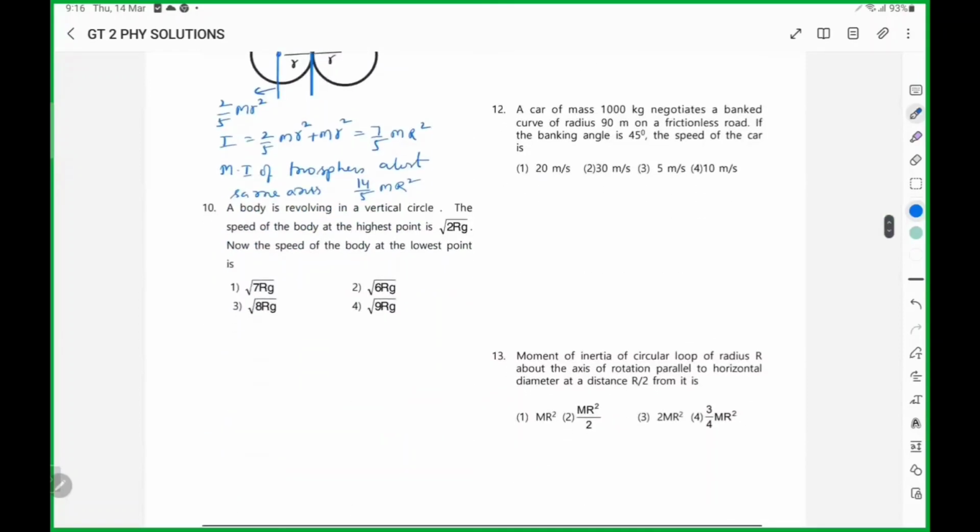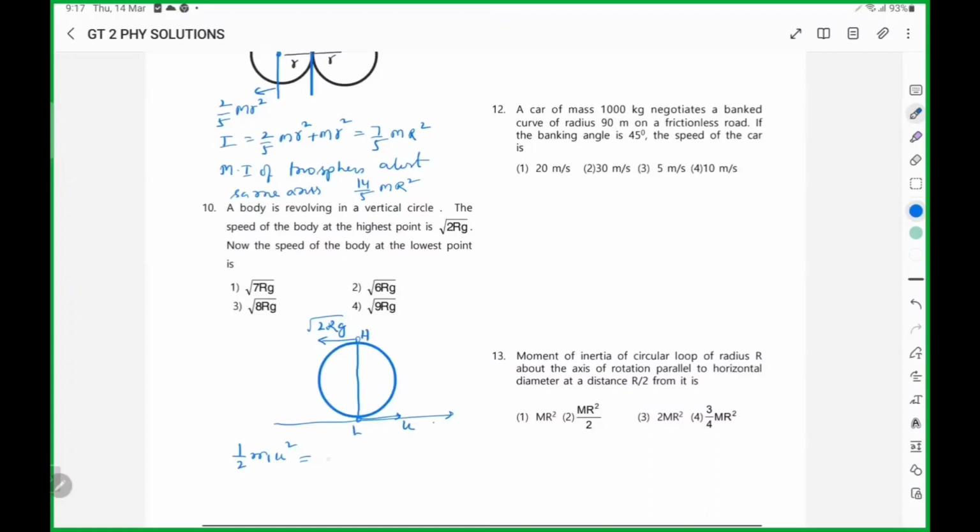A body is revolving in a vertical circle. The speed of the body at the highest point is 2 root rg. At the lowest point, we don't know the velocity, let us say u. What is the speed at the lowest point? Take this as a reference line: half mu square is equal to, here at this point only kinetic, no potential.